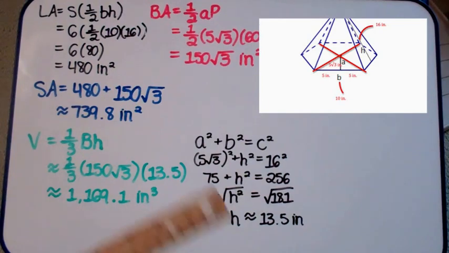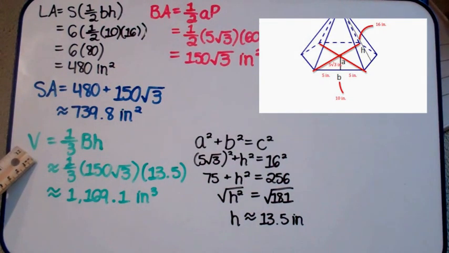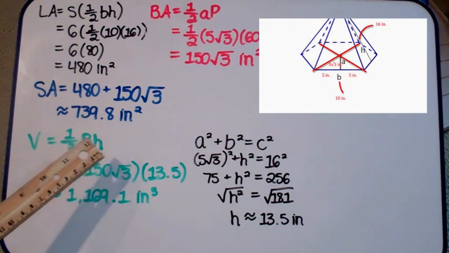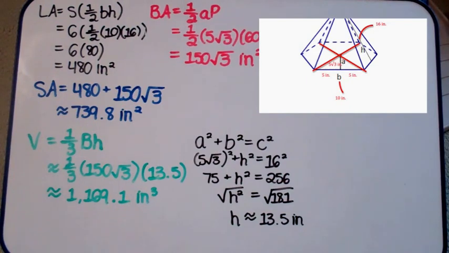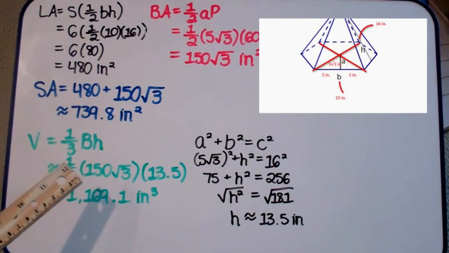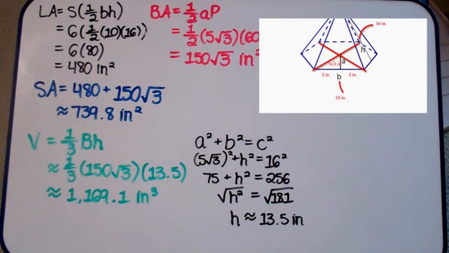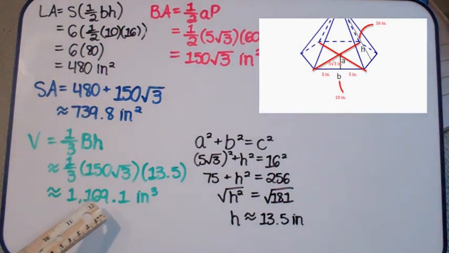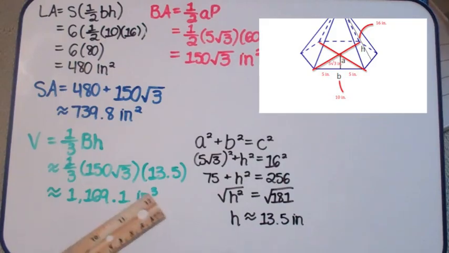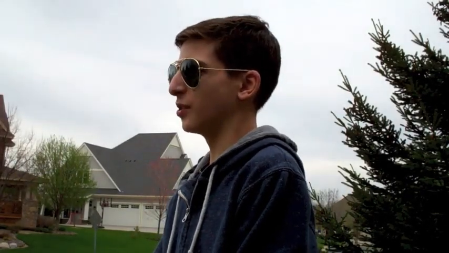Now that we know the value of our height, we can plug that value back into our volume equation, which again is 1/3 times the base area times the height. Plug in the corresponding values and you'll get the volume to equal approximately 1/3 times 150 root 3 times 13.5, to then equal a final answer of approximately 1,169.1 cubic inches.